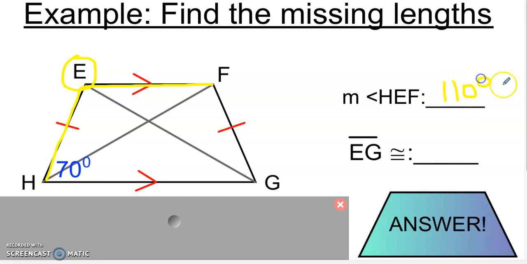And then because this is an isosceles trapezoid, the diagonals are going to be congruent to each other. So segment EG and segment HF are going to be congruent to each other. And that's how we do this problem.